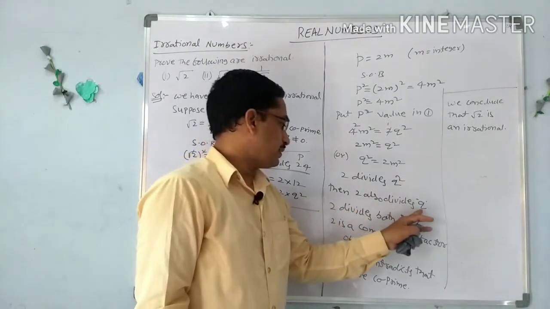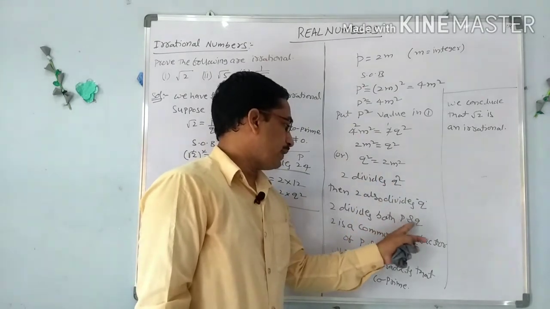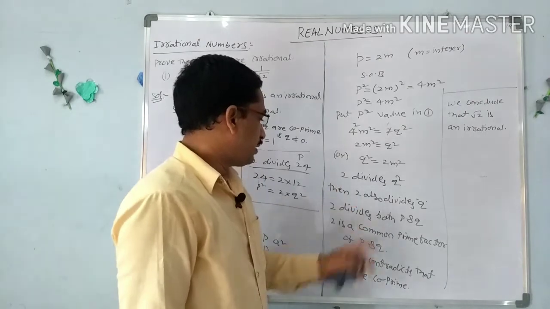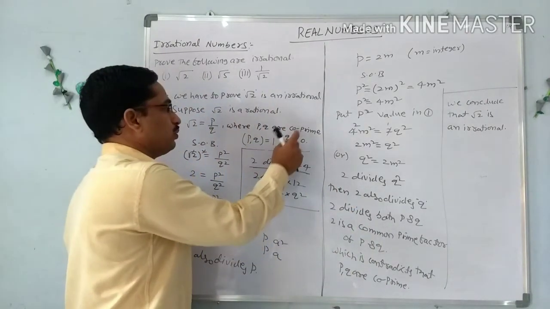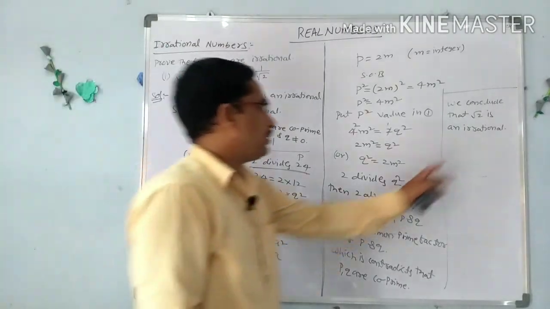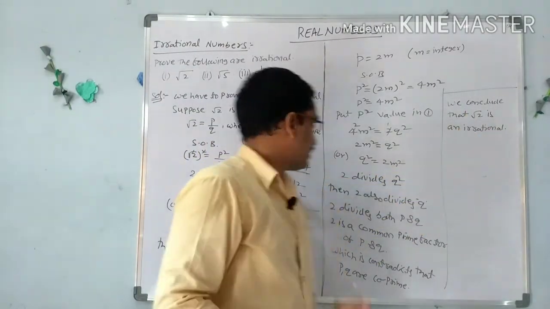Then 2 also divides q. 2 divides both p and q, which means 2 is a common factor of p and q. This is quite the opposite of the statement that p, q are co-prime. So our assumption is wrong. So what is the right statement? We conclude that root 2 is an irrational number.